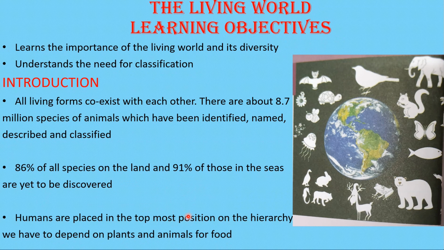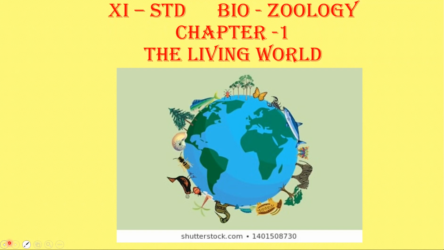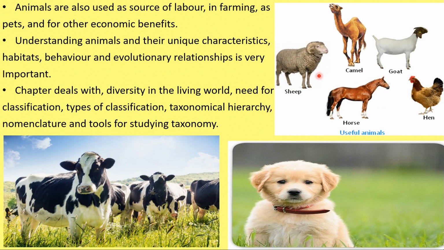So who is on the topmost position of all the animals? Human beings. We are standing on the topmost position in the hierarchy. Hierarchy means a system of organization of the animals, where we human beings are standing on the topmost position. But we are also depending on various plants and animals for our food. That means all living organisms depend on each other. There is an interrelationship between each other. Now we'll see the next slide regarding the animals, how they are useful to us, how we are depending on the animals. You can see the useful animals. These are pet animals. These are farm animals. Animals are used as a source of labor. They are useful in farming, as pet animals, and as economically beneficial animals like sheep.